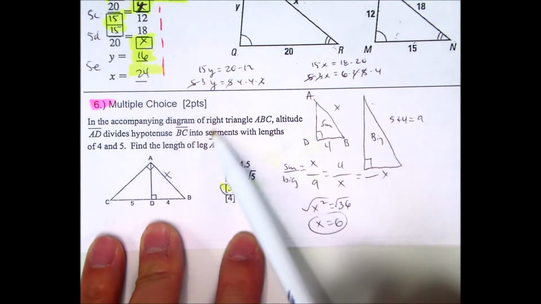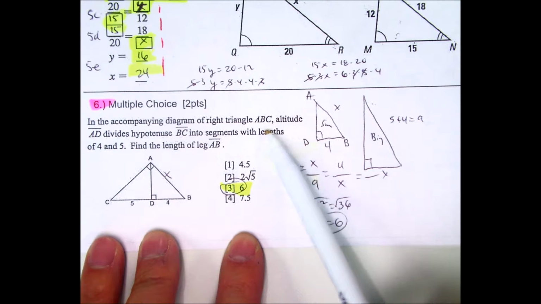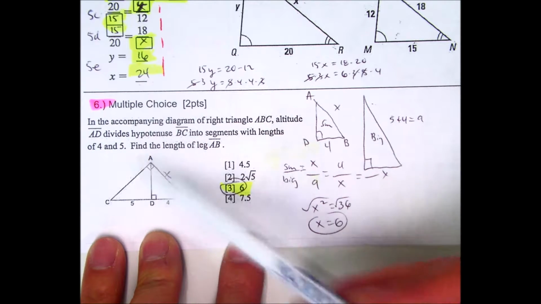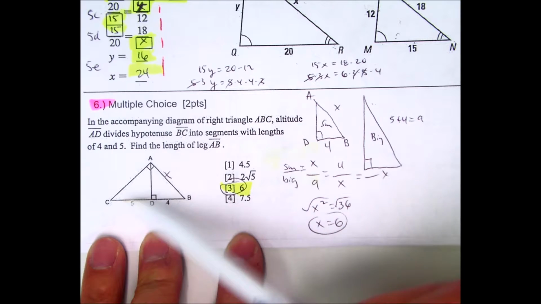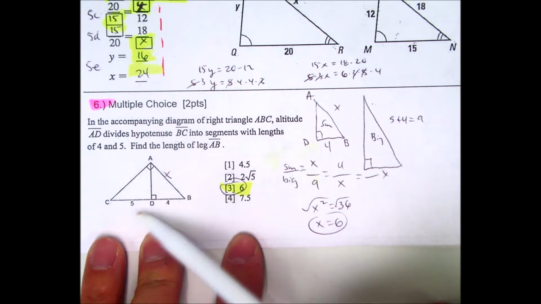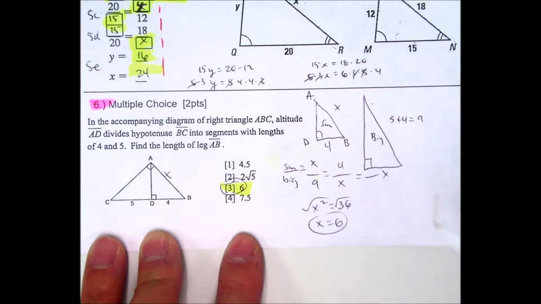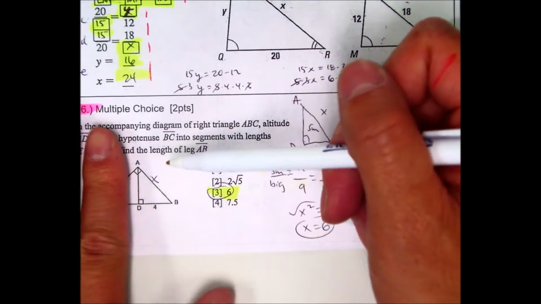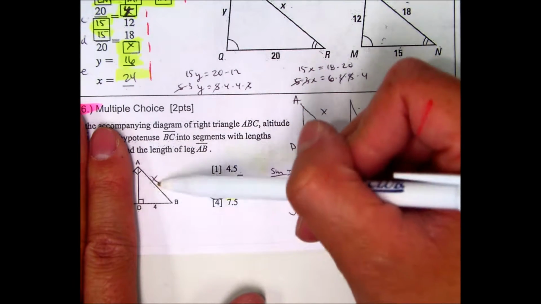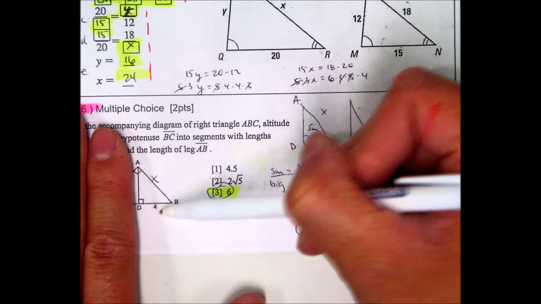In the accompanying diagram of the right triangle, triangle ABC, altitude AD divides the hypotenuse BC into segments with lengths 4 and 5. Find the length of AB. So if you redrew your picture, you'll get the small triangle. This is your hypotenuse, and this is your short leg. Short leg 4, hypotenuse X.